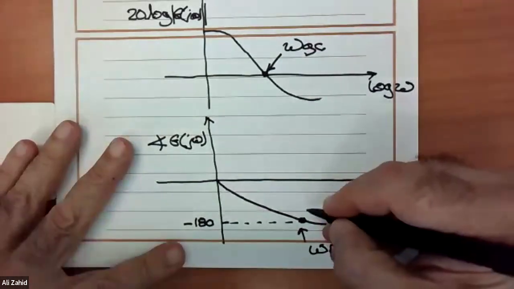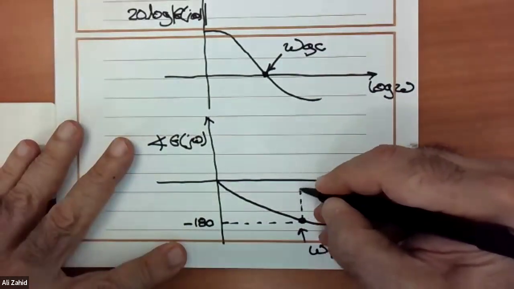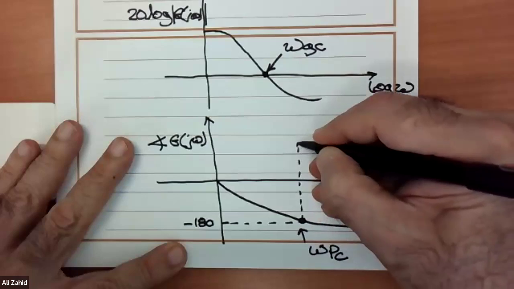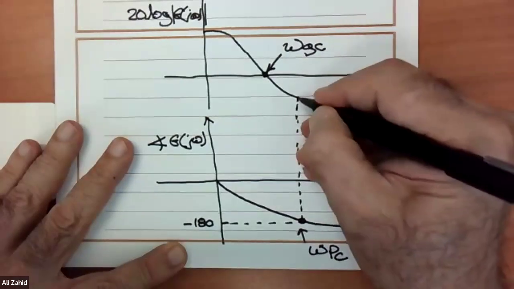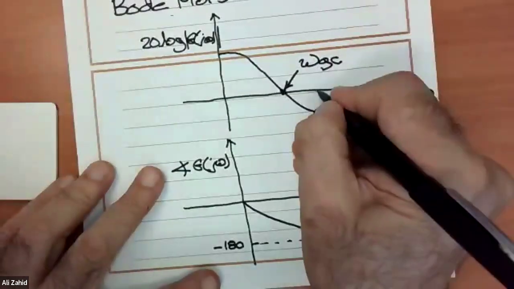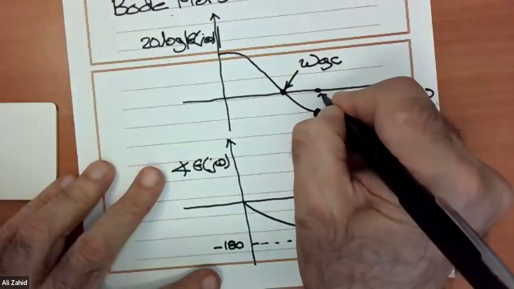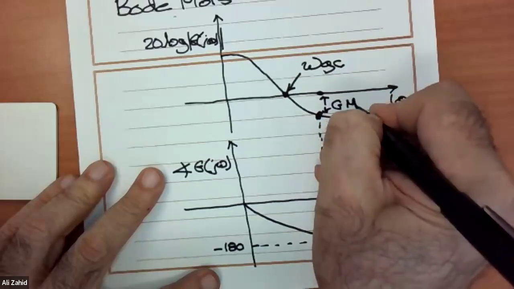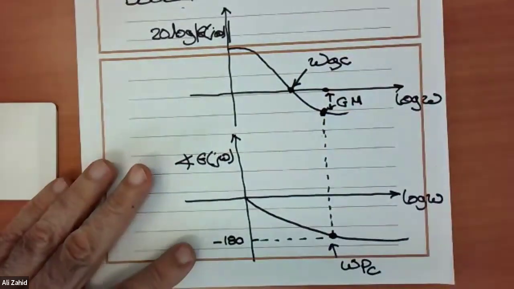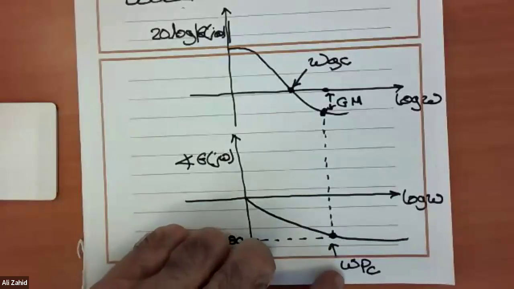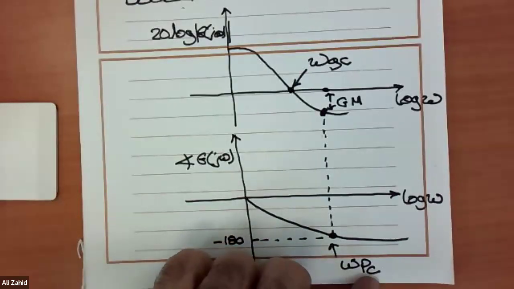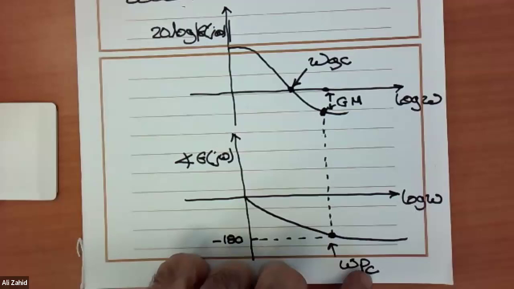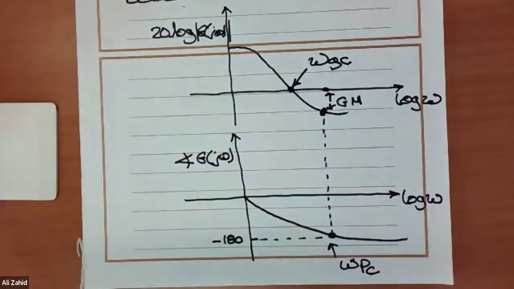What do I do? Follow me. Put a straight line like this until you hit the curve. The gain from here to here is the gain margin. Did you get it? And who decides the gain margin? Omega PC, the phase crossover frequency. Did you get it?